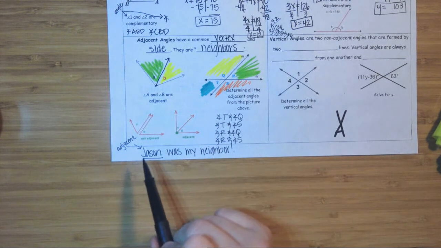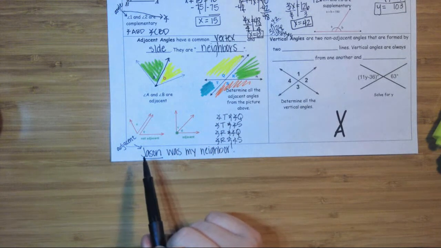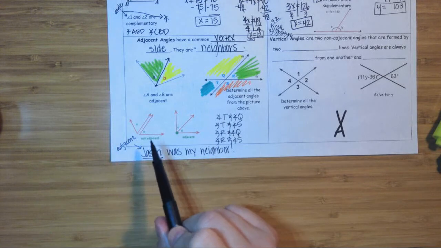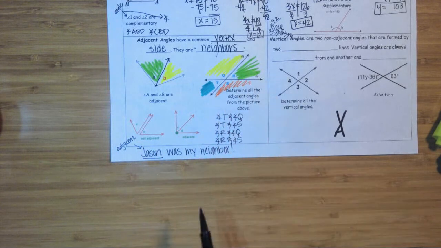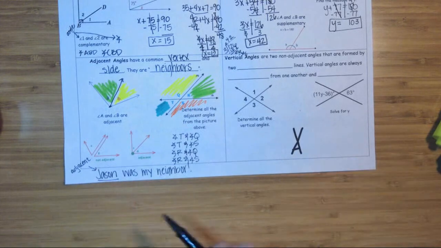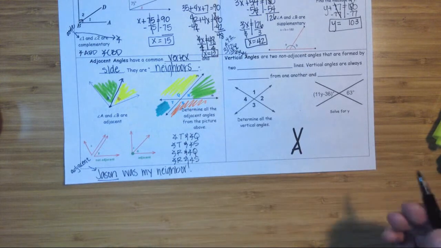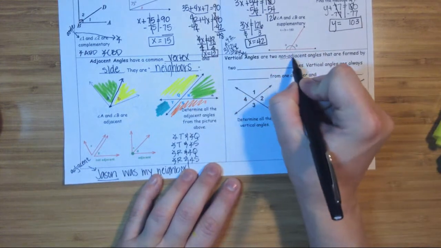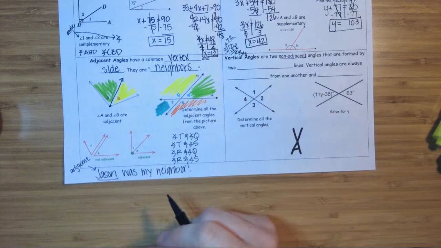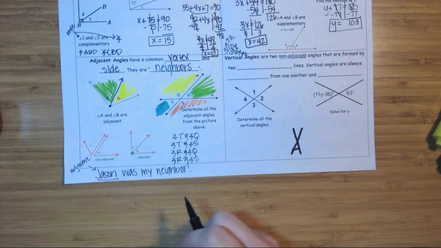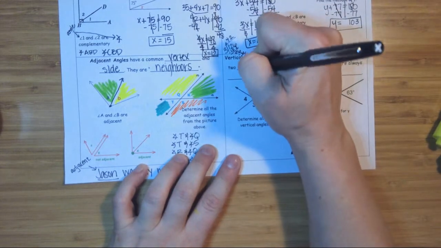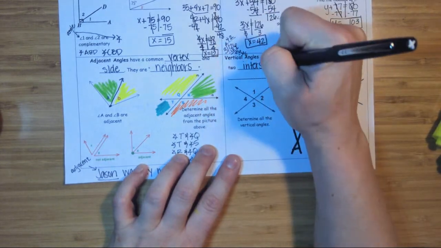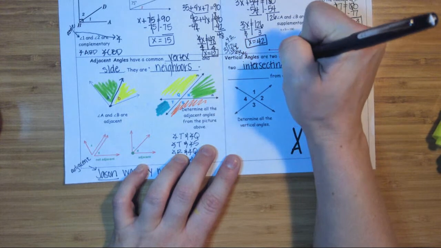So just remember, my neighbor's name in college was Jason. Jason, he was adjacent to me. He was my neighbor. We shared a fence line. And the last one you're going to learn about is vertical angles. Vertical angles are two non-adjacent, so they're not neighbors, non-adjacent angles that are formed by two intersecting lines.